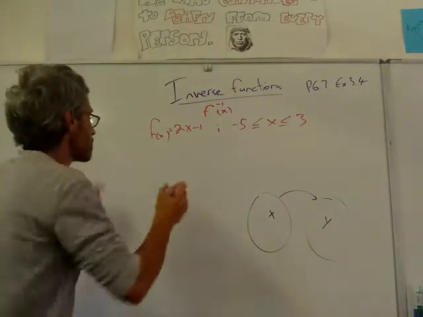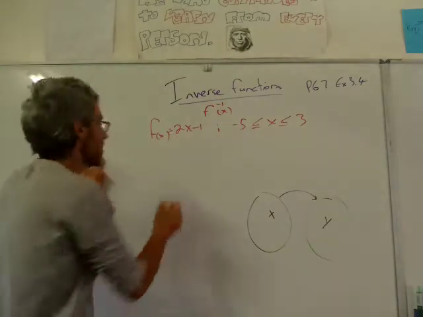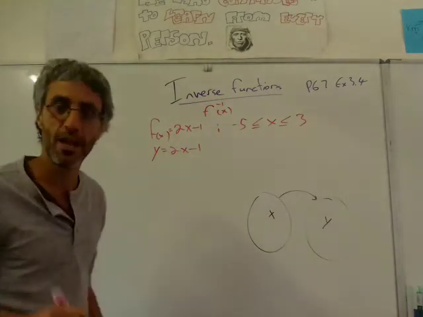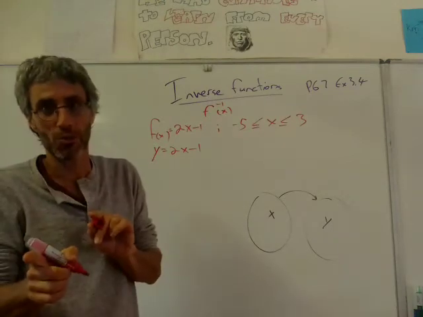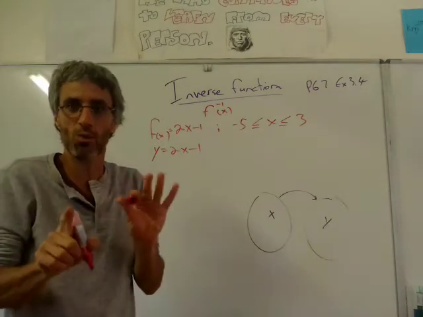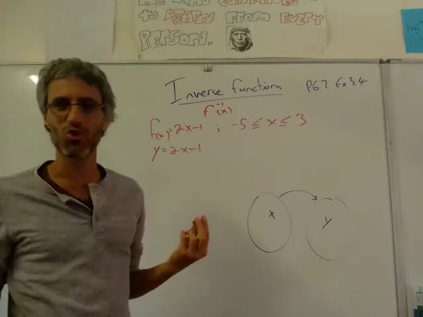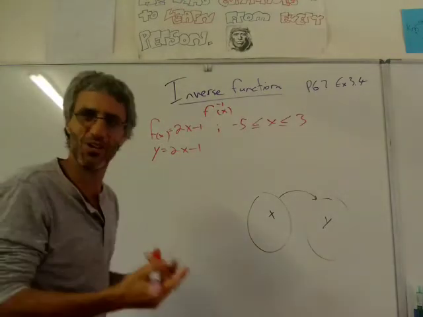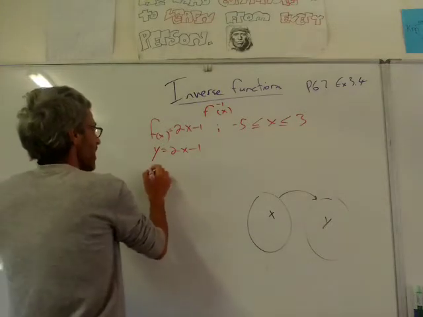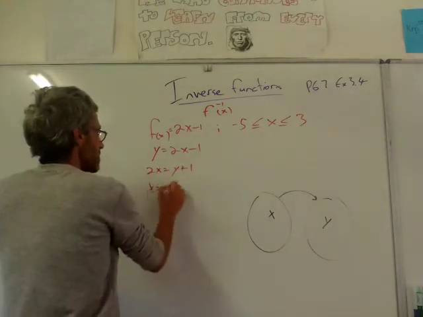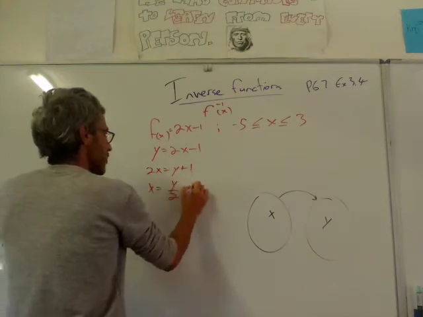Okay, so first of all, we write that function as y equal to 2x minus 1. Just another way of writing it. Now, if you work according to the book, you swap the x and y, and then you find y, but I'm kind of used to doing it differently. First I find x, and then I swap the x and y. So I'm going to write 2x equal y plus 1, x equal y over 2 plus half.